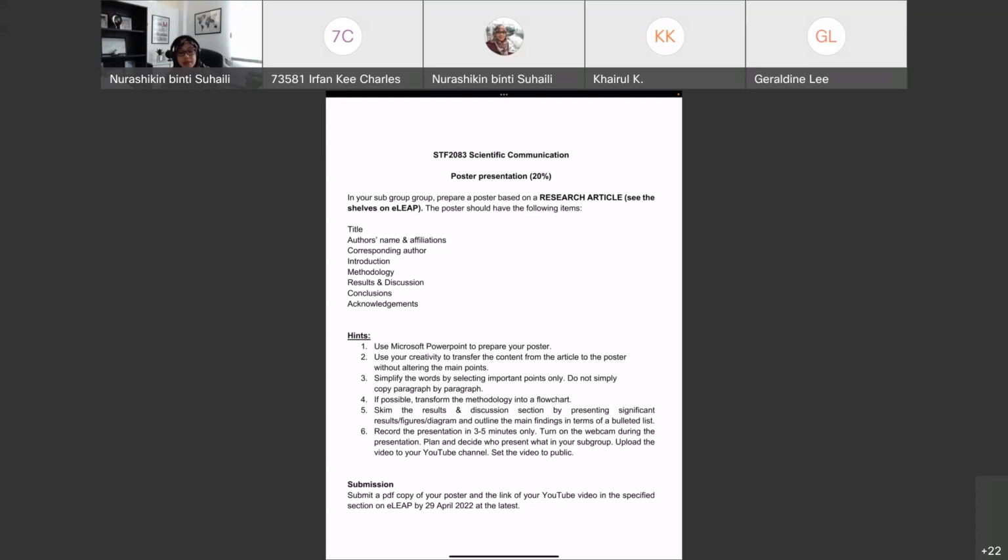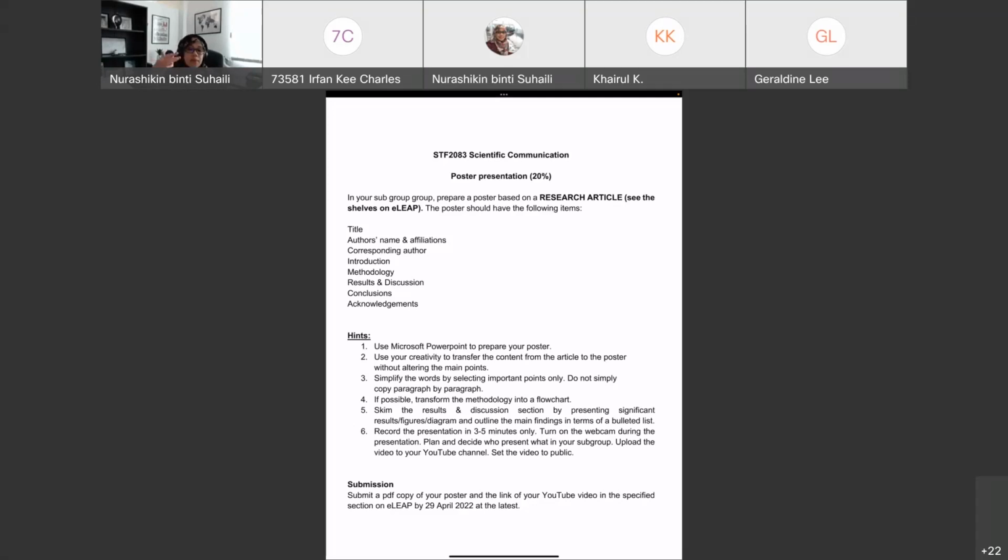Acknowledgements, if the paper has an acknowledgement, you just mention the bodies that they thank for funding. Use Microsoft PowerPoint, and use your creativity to transfer and skim the content. It's not just to transfer, but also to skim the content. Because a research article is about 7 to 10 pages long, you cannot include everything. Simplify the words by selecting important points only. Do not simply copy paragraph by paragraph. I don't want to see any long paragraph on your poster. If possible, transform the method into a flow chart, and skim the results and discussion.